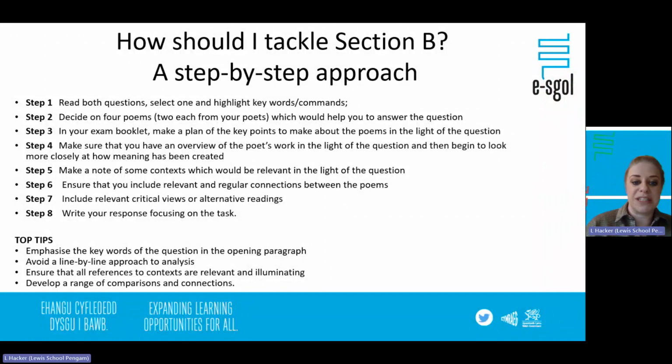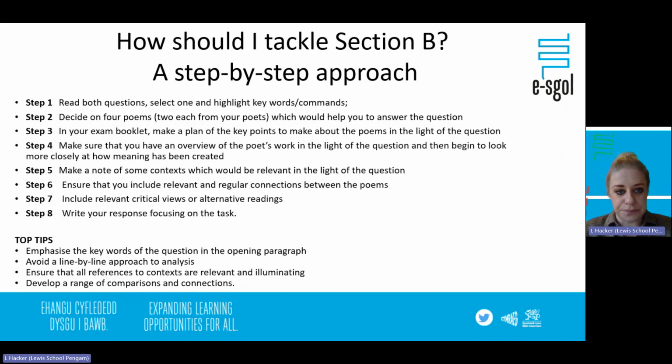And we'll look at that in a little bit more detail in the next slide. But essentially what that is hinting at is that the examiner does not want you to do a line by line by line approach of every poem that you choose. They want you to be selective. And the way to do that, first of all, is to have a look at the question and highlight what it is that we're meant to be looking for in the poems that we choose.